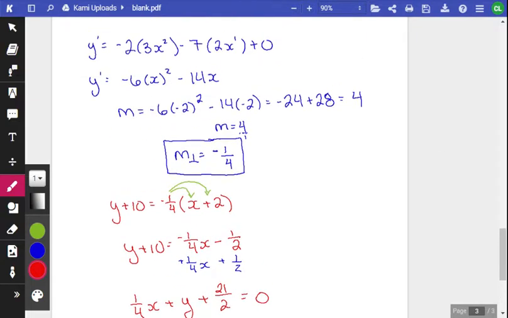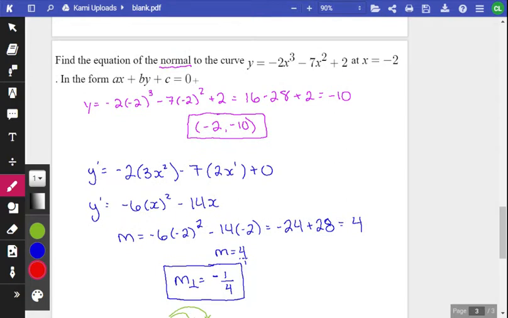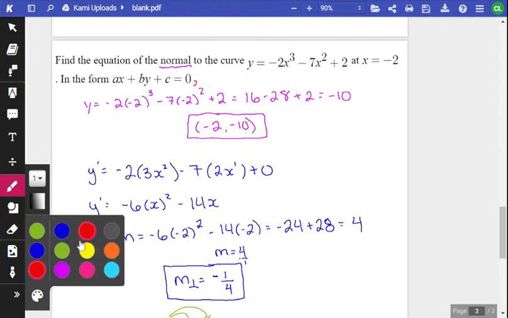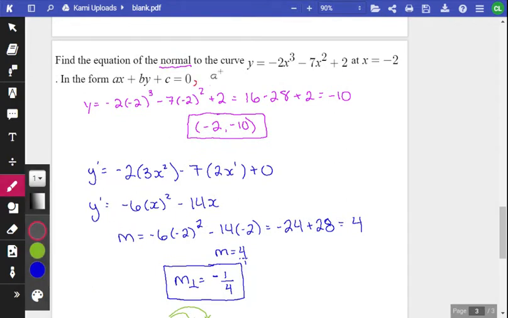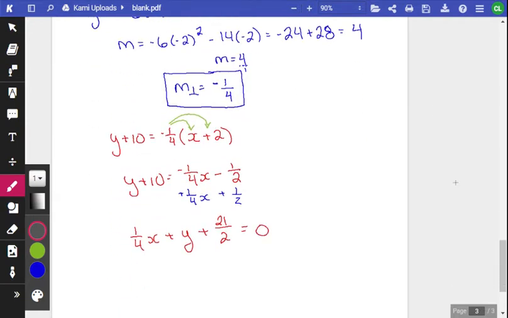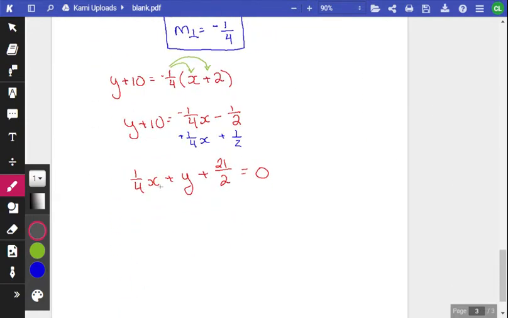Sometimes, though I didn't specifically write it in this question, they like to add the fact that A, B, and C should belong to the integers, meaning we shouldn't have any fractions here. So in order to do that, you always want to multiply by whatever the greatest common denominator is. So between 4 and 2, the greatest common denominator is 4. So I'm going to multiply everything by 4.